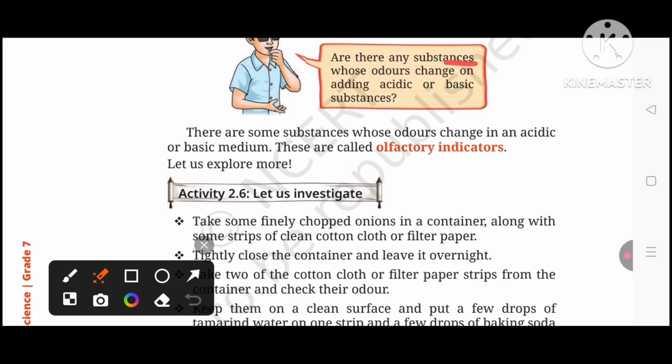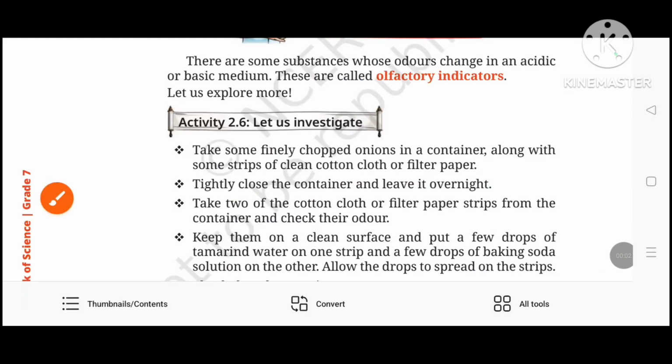Are there any substances whose odor changes on adding acidic or basic substances? Do you know any such substances which change their odor after adding an acidic or a basic sample? There are some substances whose odor changes in acidic or basic medium. These are called olfactory indicators. Let us explore more. Let us investigate.